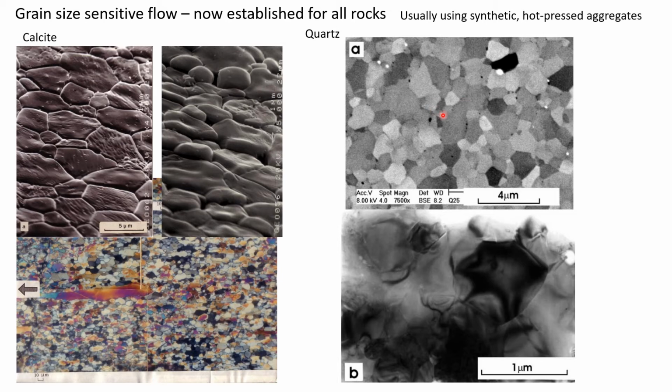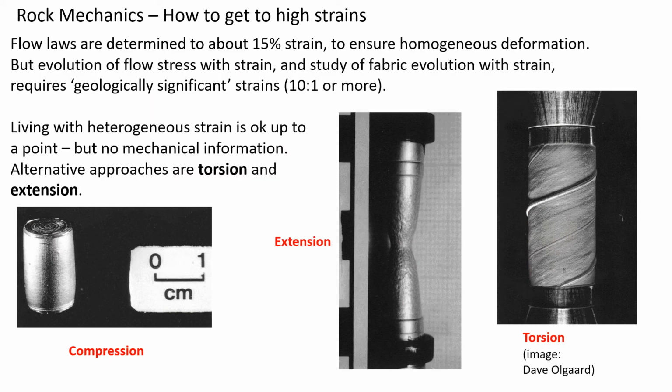The picture on the right shows synthetic ultrafine grain quartz, which also can be made to deform by grain size sensitive flow. Determining constitutive laws requires accurate stress measurements, hence smaller strains to ensure homogeneous deformation. But natural strains can be far larger, and it's clear that microstructure and petrofabric evolve with strain, hence flow stress is likely to do so too.